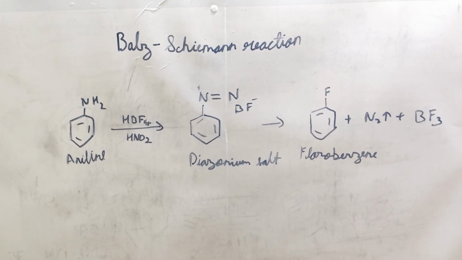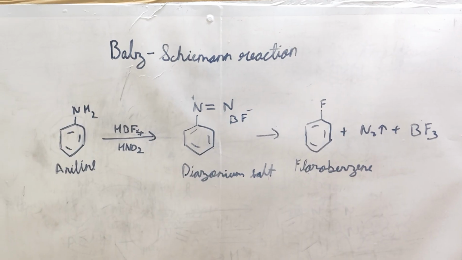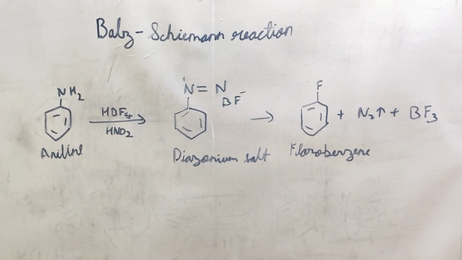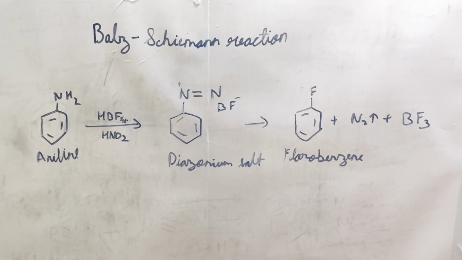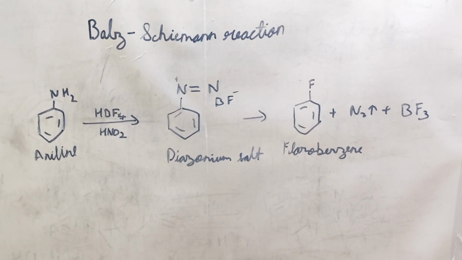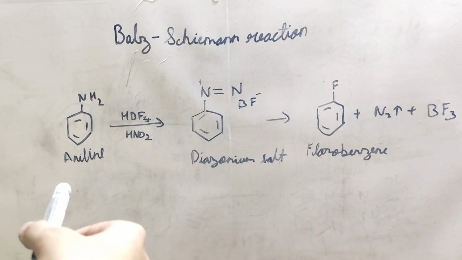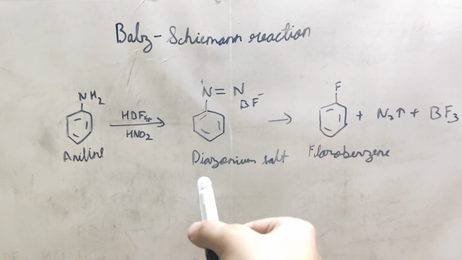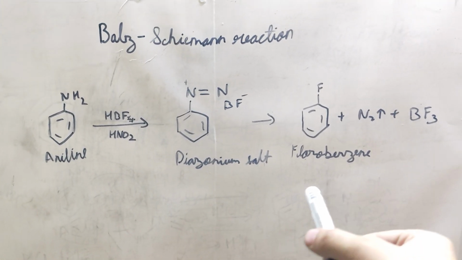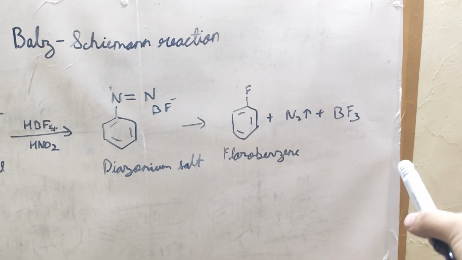This is the Balz Schiemann reaction, and previously we have seen the Sandmeyer and Gattermann reactions. So Balz Schiemann is actually similar to what we have seen in Sandmeyer and Gattermann. The only difference is that we are using a primary amine here. There we are using the diazonium salt directly. Here we will be using aniline, which will be converted to diazonium salt, and there will be formation of a product.